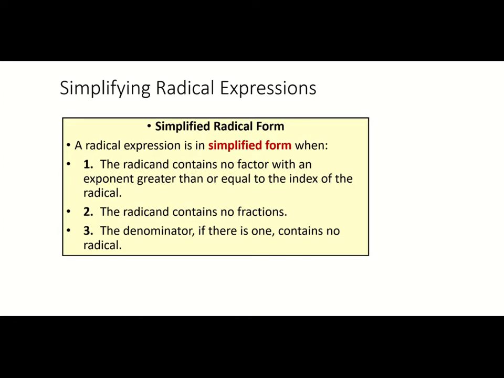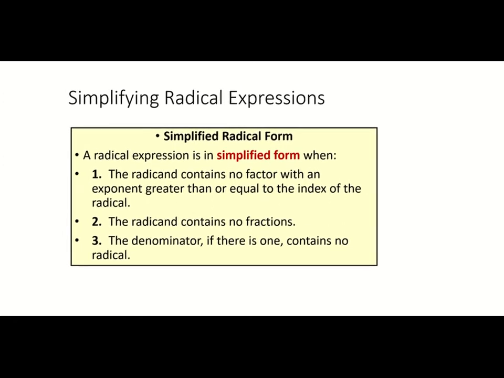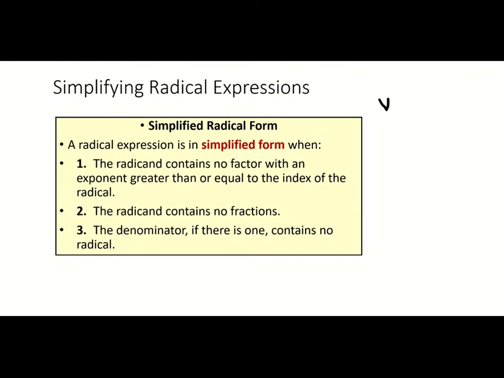The radicand contains no fraction, so you don't want to have a fraction in your radicand. You want to rationalize that denominator. The denominator, if there is one, contains no radical. So, for instance, here, if I had something like the square root of 40. All right, it's a radical, it's not a perfect square. But sometimes they want you to keep the exact answer, which means they want you to keep it in radical form, but you do have to pull out any perfect squares that are in there.